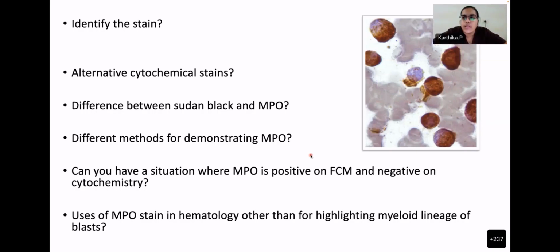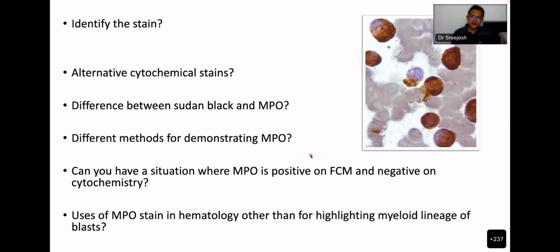Anywhere else? Do you use it just for distinguishing between ALL and AML, or do you also use it in some other situation? You can also use it in suspected myelodysplastic syndrome to demonstrate MPO negative neutrophils. It's a soft pointer. You see, you have an internal control and you have MPO negative neutrophils. In a suspected case, it suggests myelodysplasia.